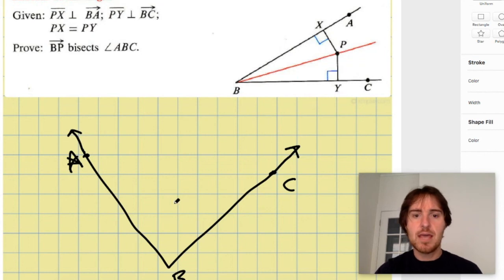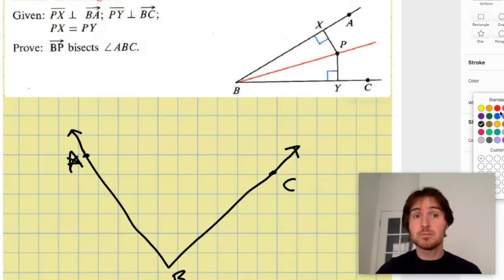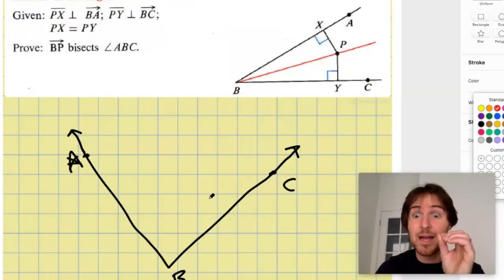Okay, and this is a random angle. So what we're gonna do is: if a point is equidistant from the sides of an angle, then it's gotta lie on that angle bisector. Let's see if that's true.